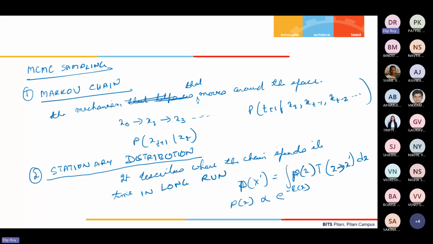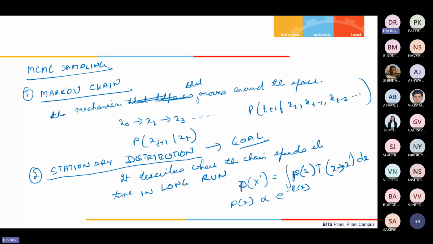Typically, in a Markov chain, we just remember the current state for going to the next state. And my ultimate goal is to reach a stationary distribution. Why do we want to reach a stationary distribution? Because when I reach a stationary distribution and I move from one state to another, my distribution will never change.